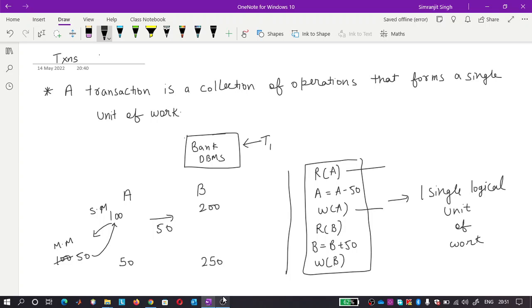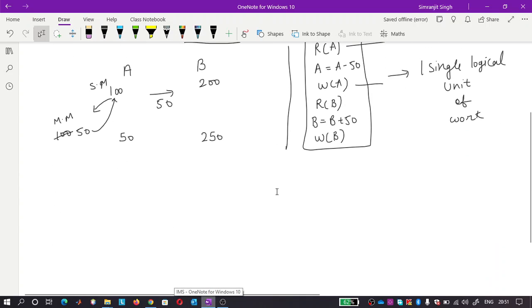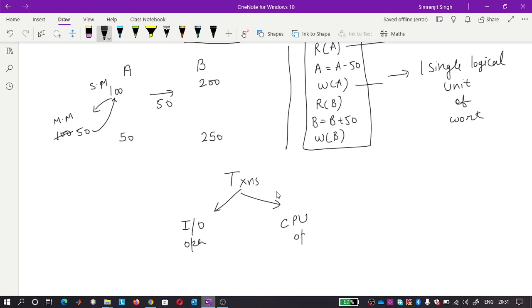Okay, so basically the transaction can be divided into two parts. The first part deals with input output operations, and the second part is where CPU operations are needed. It is very close to what you have studied in operating system, where again we have seen the concept that many processes only need input output operations and many processes need CPU operation. Okay, so those processes which are not taking any IO memory.